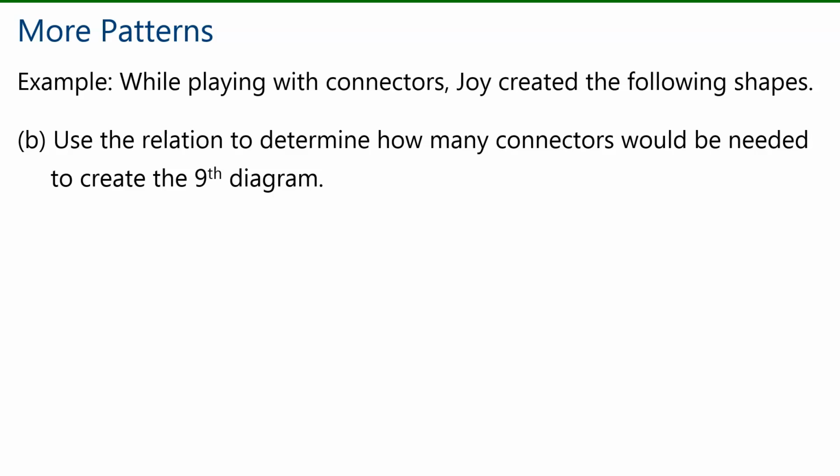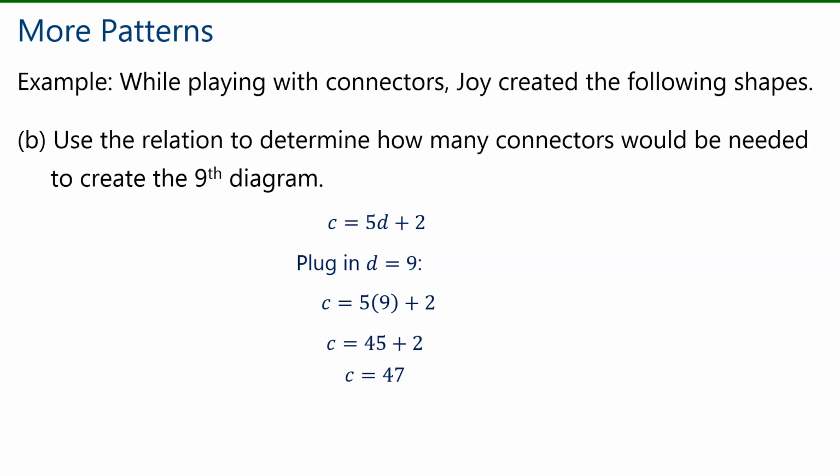Now for part B of this question, it says, use the relation to determine how many connectors would be needed to create the ninth diagram. Well, here's our relation. So what we would do is replace D with 9. So 5 times 9 plus 2 is what we need to simplify here. 5 times 9 is 45. Adding 2 onto that gives us 47. So that means in order to create the ninth diagram, Joy would need 47 connectors.